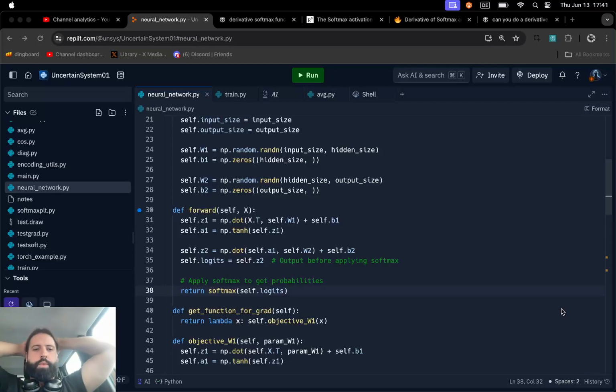Okay, thinking about this out loud actually might help, right? So let's go through these. Your loss function is a function of... Okay, so let's put it this way.